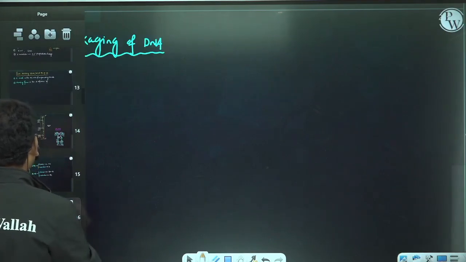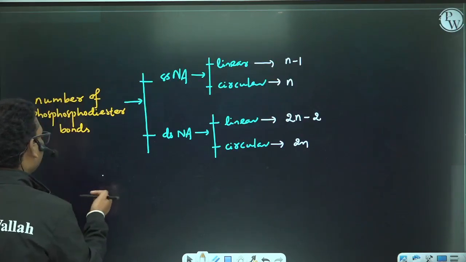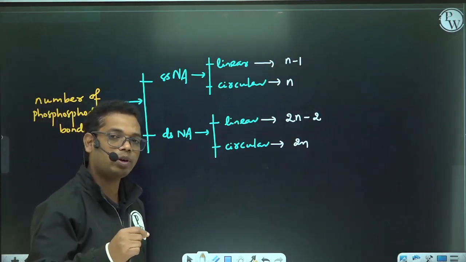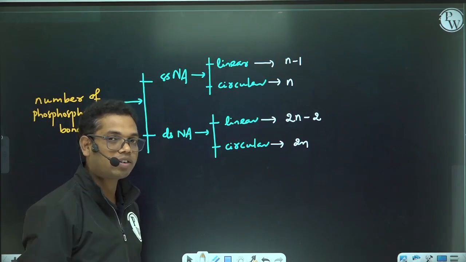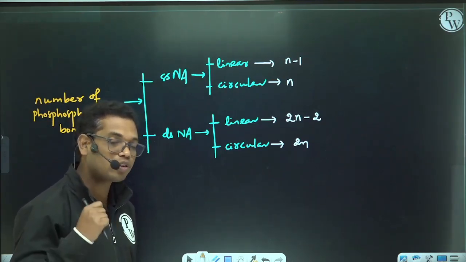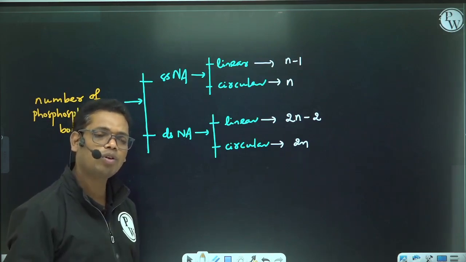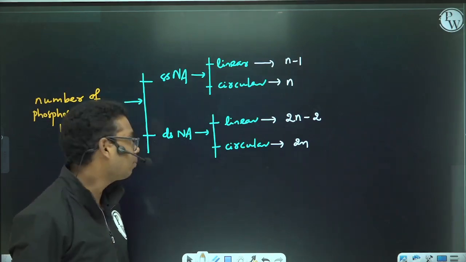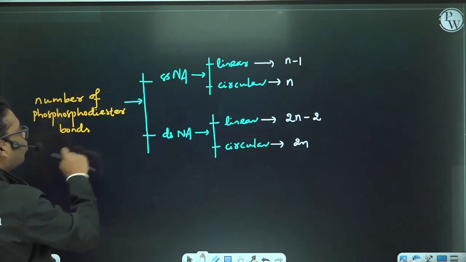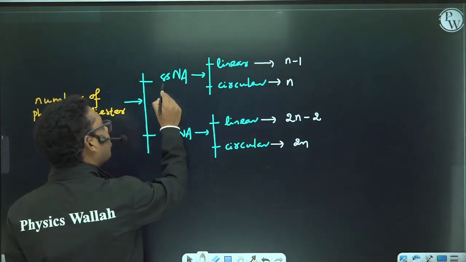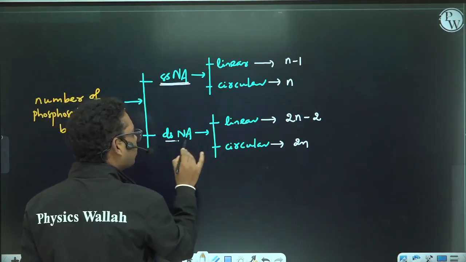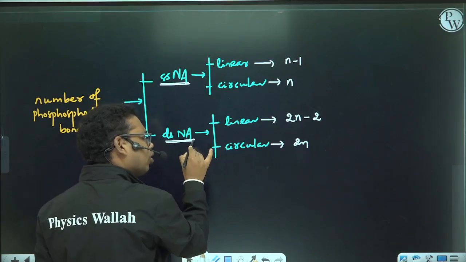When I talk about the DNA molecule, I have phosphodiester bonds between two nucleotides. So what will be the total number of phosphodiester bonds in a DNA molecule or RNA molecule? Here I'm going to write the number of phosphodiester bonds in a single stranded nucleic acid, which can be RNA or DNA, and in a double stranded nucleic acid, which can be DNA or RNA.